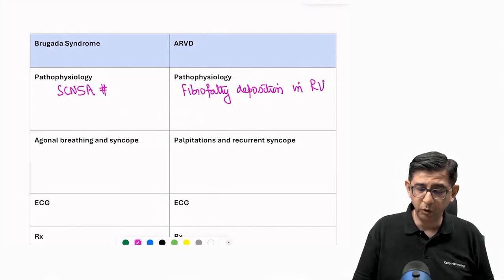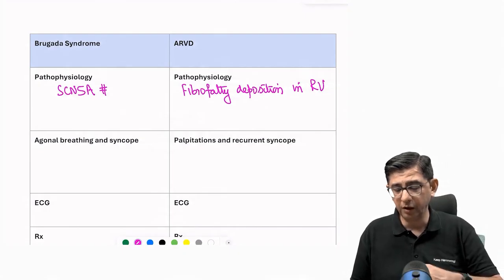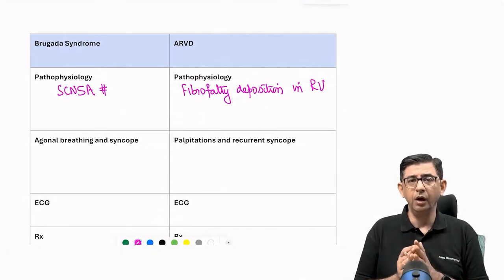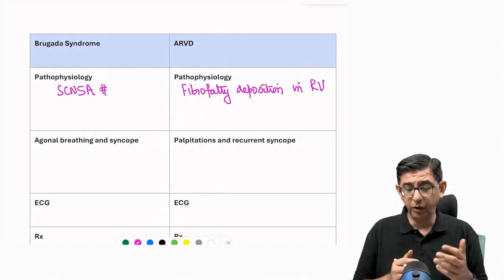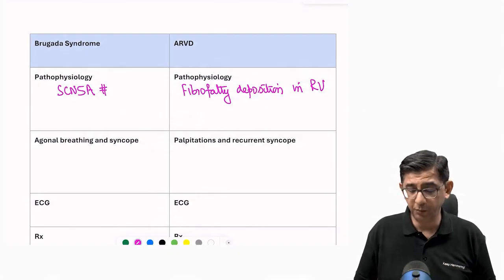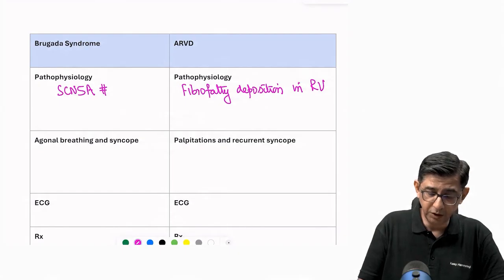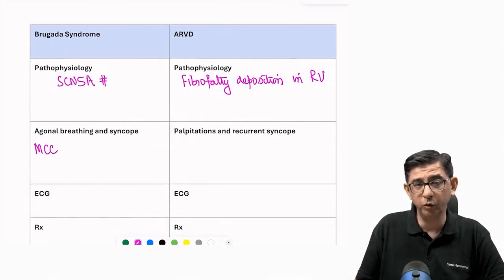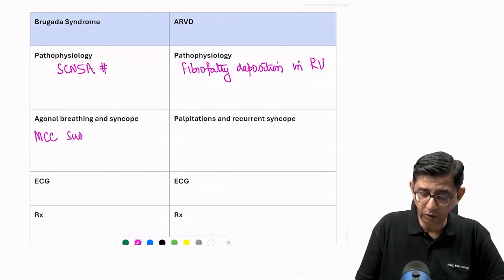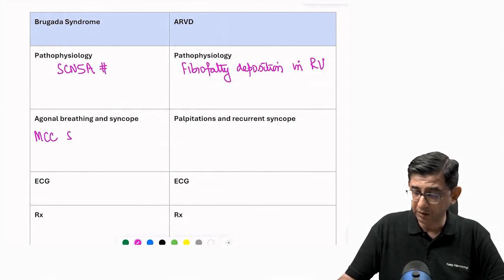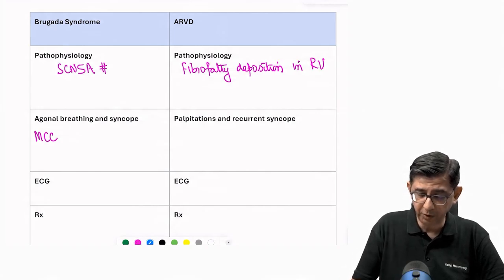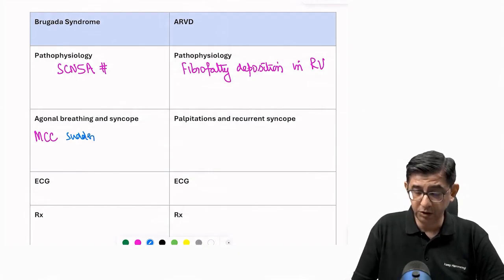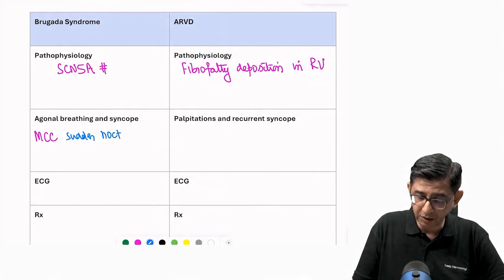The presentation of Brugada will begin with agonal breathing, that is terminal breathing. Just before somebody dies, breathing is like that. So agonal breathing and syncope would be developing. This is the condition that I'm describing, guys. Brugada syndrome should be remembered as overall the most common cause of sudden nocturnal death. I'm not even saying that the person was dancing at some marriage party or doing some workout, or playing some cricket, football.